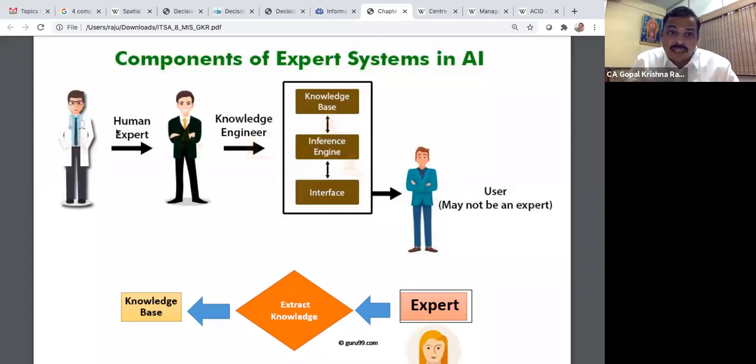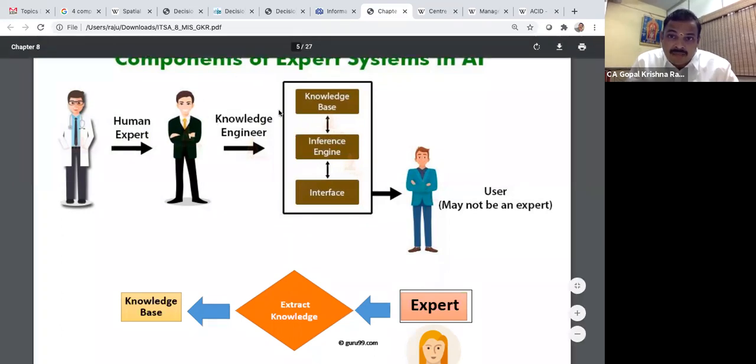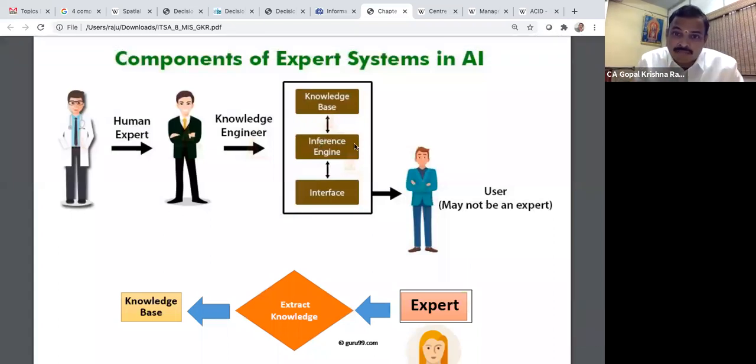The user is not an expert. The expert and knowledge engineer will update the knowledge and the inference engine. Inference engine is what you understand from knowledge. This is called the wisdom. And then it will interface this information with the user. So that is an expert system.